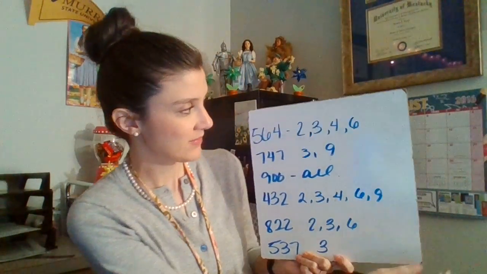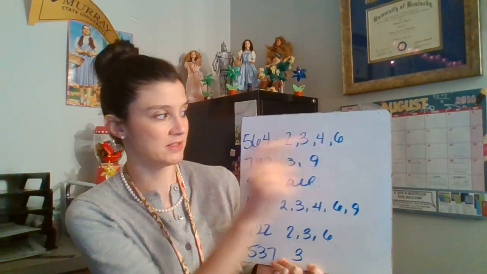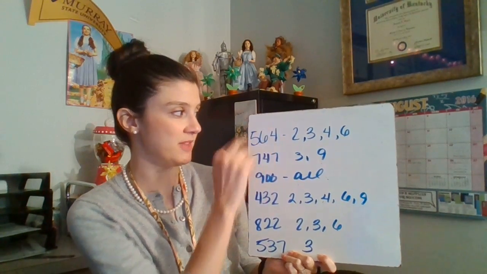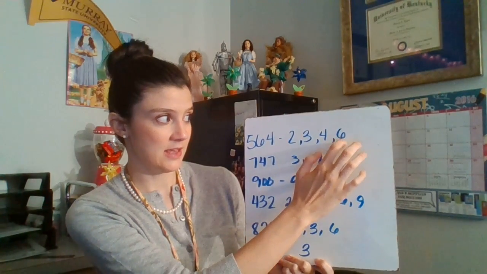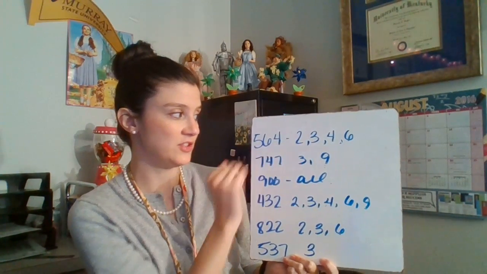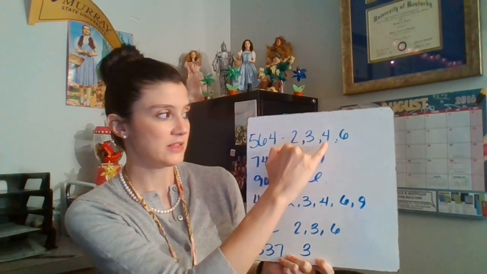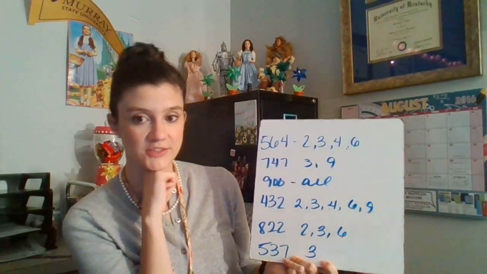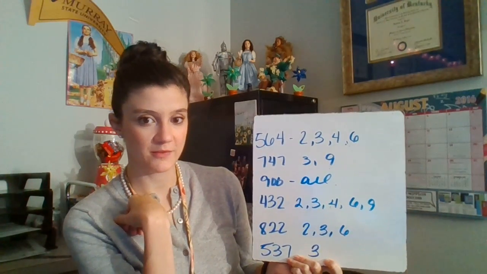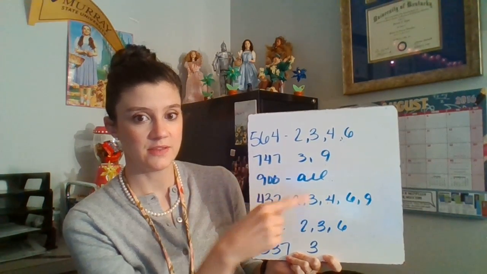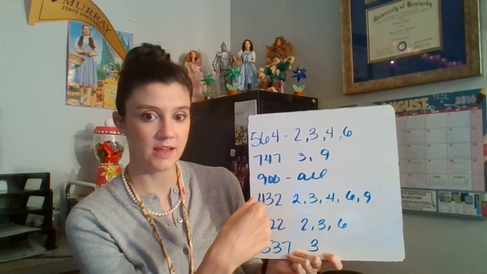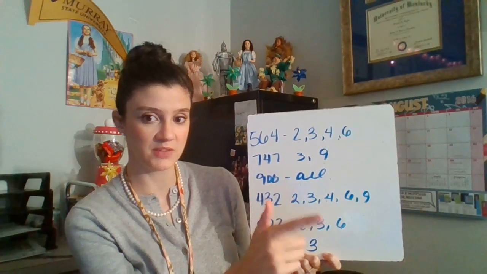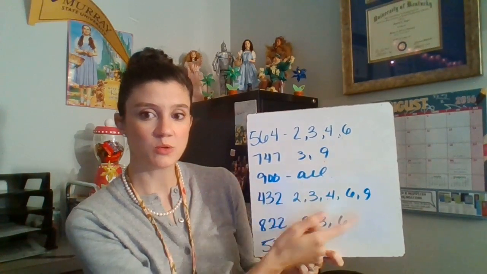Okay, so 564 is divisible by 2, 3, 4, and 6. It's even. The sum of the digits adds up to a multiple of 3. And again, even for the rule of 6 here, the sum of digits adds up to a multiple of 3. It's divisible by 4 because the last two digits, 64, are divisible by 4. 747 is divisible by 3 and 9. 7 plus 4 is 11, plus 7 is 18. 18 is a multiple of 3, 18 is a multiple of 9. 900 is divisible by all of those.